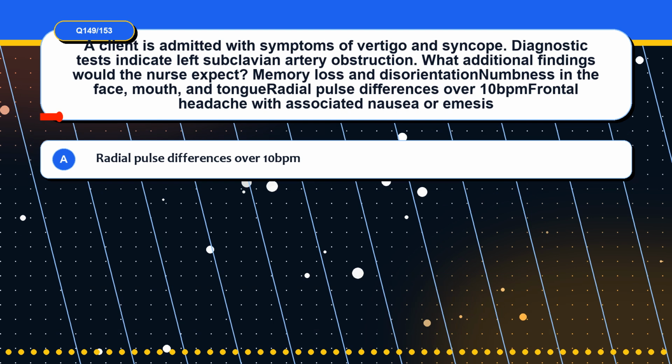Question 149. A client is admitted with symptoms of vertigo and syncope. Diagnostic tests indicate left subclavian artery obstruction. What additional findings would the nurse expect? Memory loss and disorientation, numbness in the face, mouth, and tongue, radial pulse differences over 10 bpm, frontal headache with associated nausea or emesis. Here are the options. Option A. Radial pulse differences over 10 bpm.